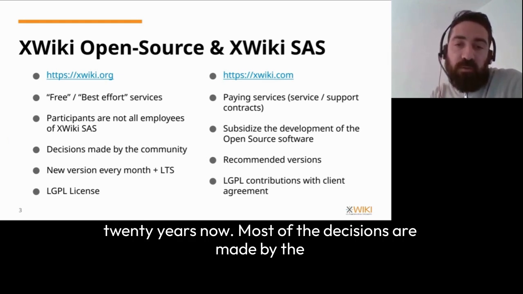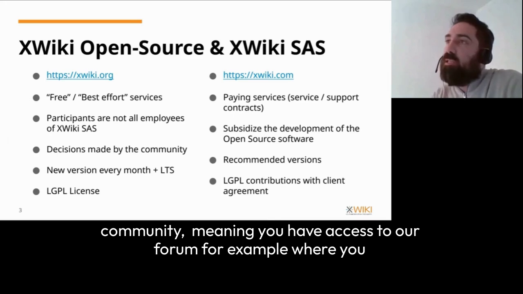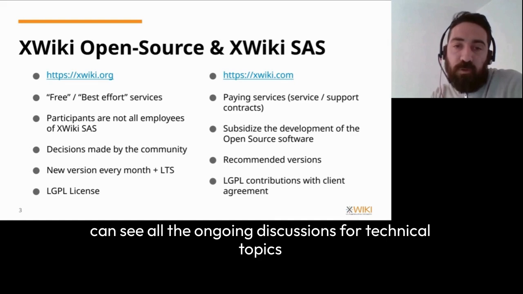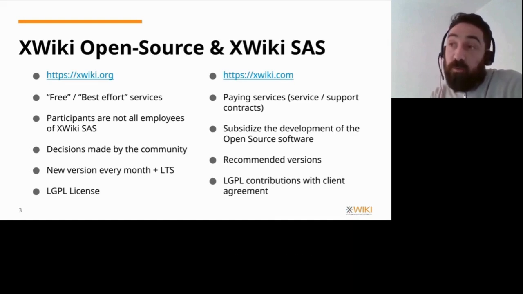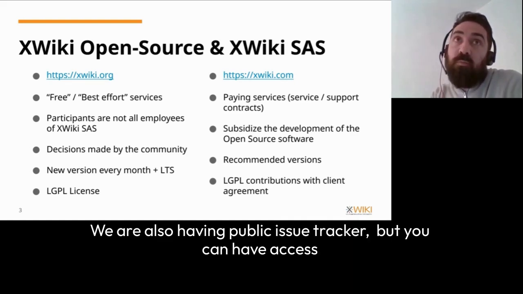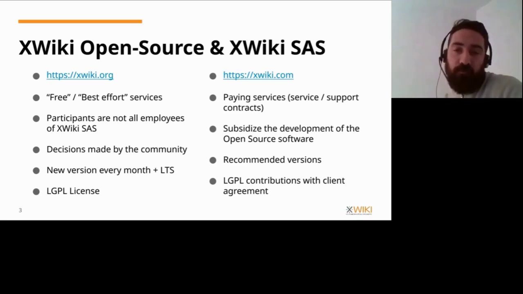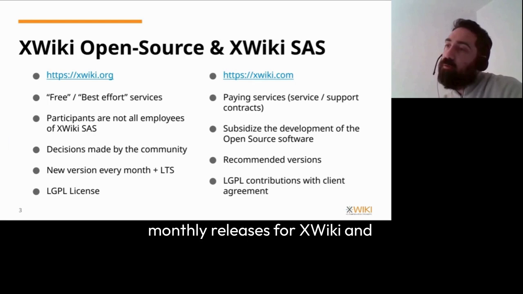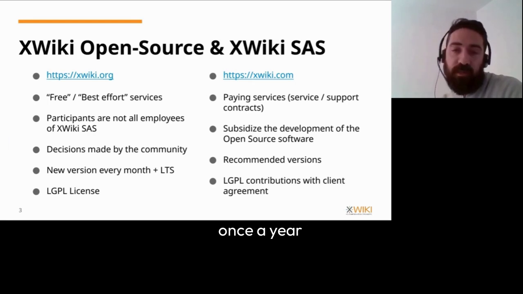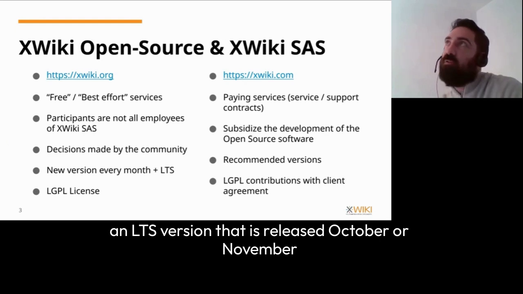Most of the decisions are made by the community, meaning you have access to our forum, for example, where you can see all the ongoing discussions for technical topics. We also have a public issue tracker that you can have access to. You can open issues there too. We have monthly releases for XWiki, and once a year an LTS version that is released around October or even November.